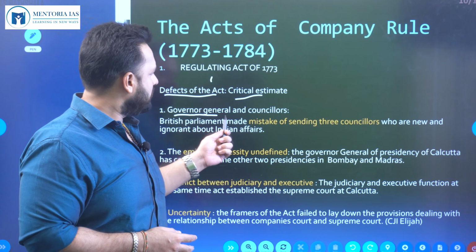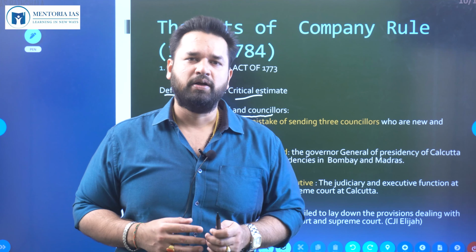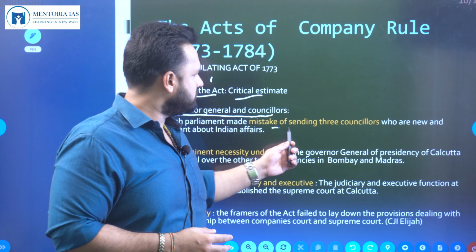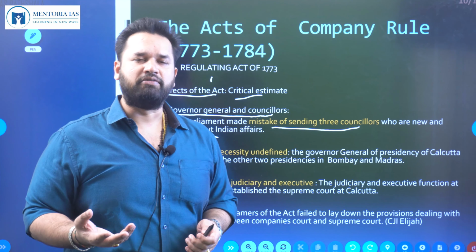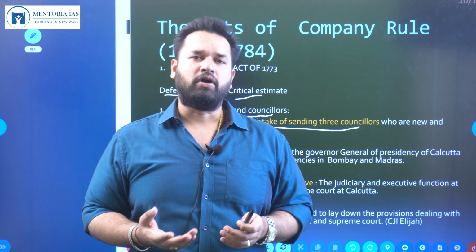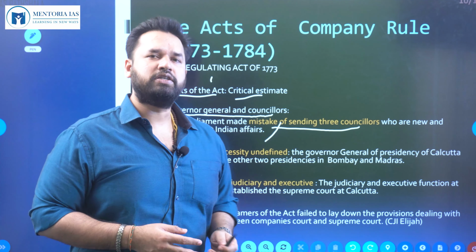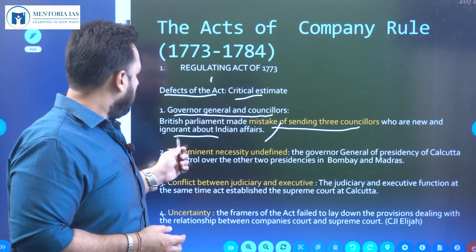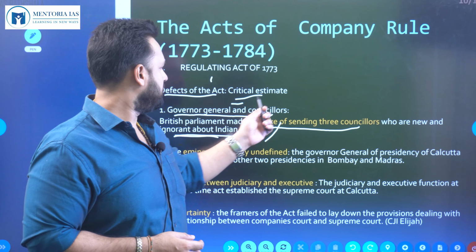Governor General and Council, right? We said executive council with 4 members who started, but these executive councils who were sent were ignorant of Indian affairs, like Radcliffe. As I said, Radcliffe did not know India. He divided India based on police stations, right? Similarly, these guys were also unaware of Indian affairs. So how will they manage? They cannot regulate. So it failed.